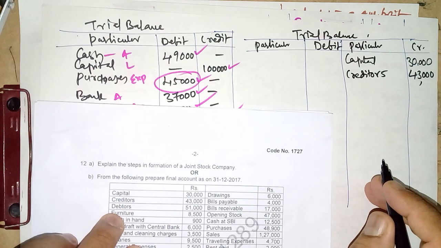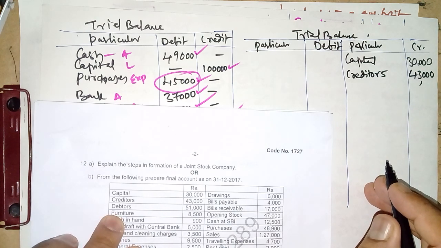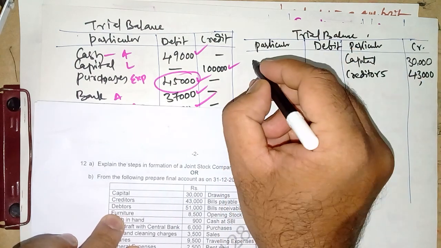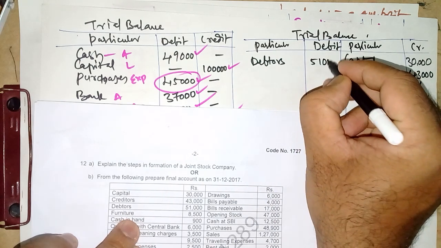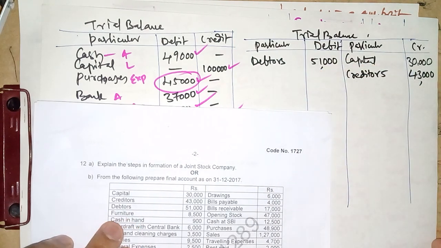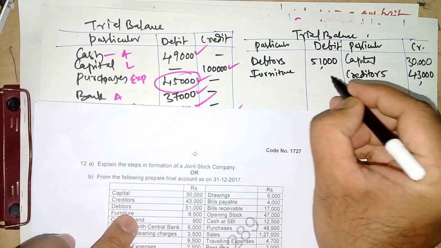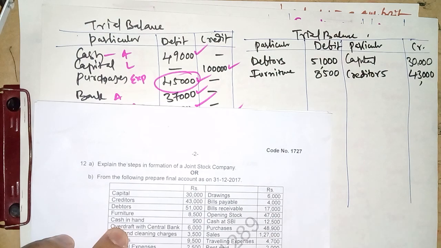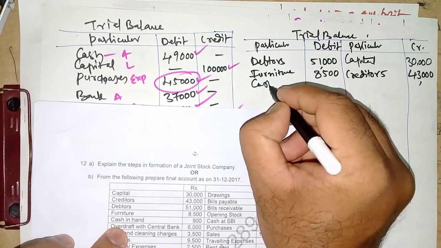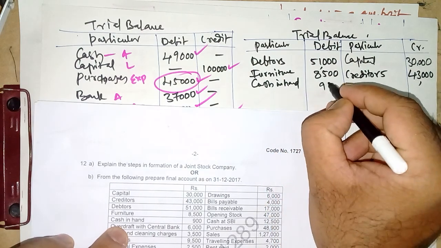Next, debtors. A debtor is an asset, because when we sell goods on credit, debtors are those from whom we need to receive the money. So debtors always show a debit balance. Debtors, 51,000. Then furniture. Furniture is an asset and always shows a debit balance. Furniture, 8,500. Cash in hand is an asset and shows a debit balance. Cash in hand, 900.